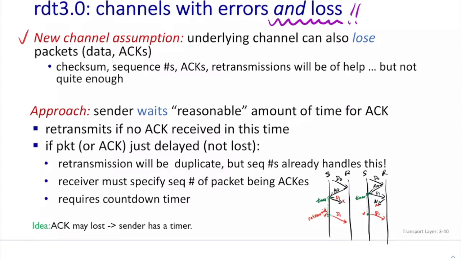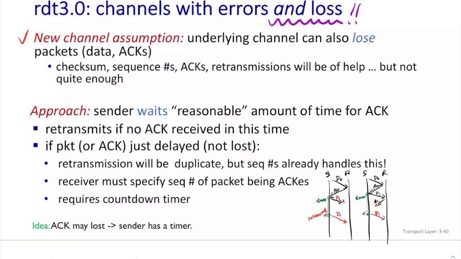So right here we have a new assumption that the underlying channel can also lose packets, no matter if it's a data packet or an ACK packet. Previously, we had different mechanisms like checksum to deal with error problems. We have the acknowledgement to make sure the result of the checksum is sent back to the sender, right? But since we have negative acknowledgement or acknowledgement, we need to retransmit the packet, so we need a sequence number. But they are helpful, but they're not enough to deal with a channel with loss.